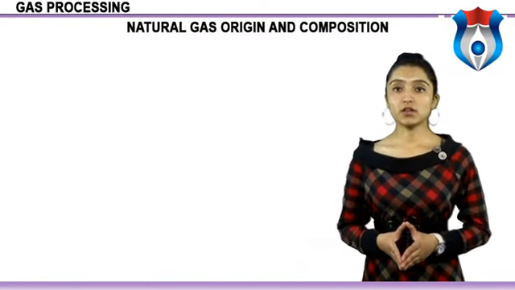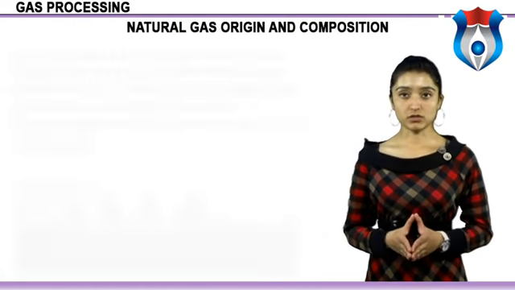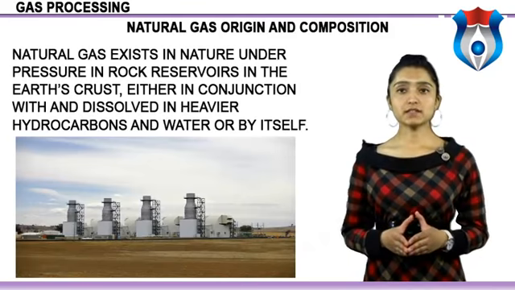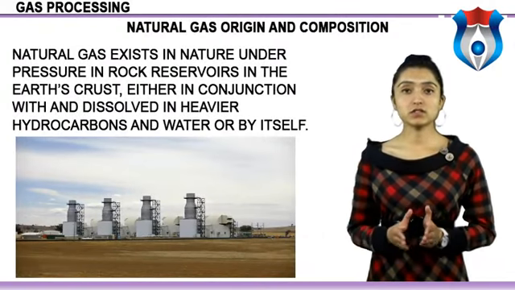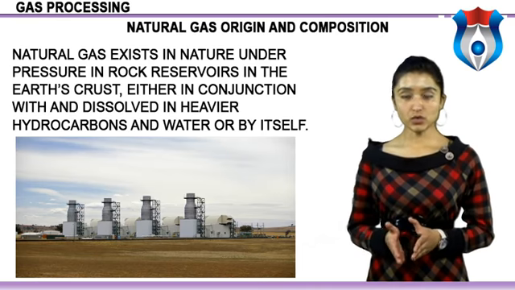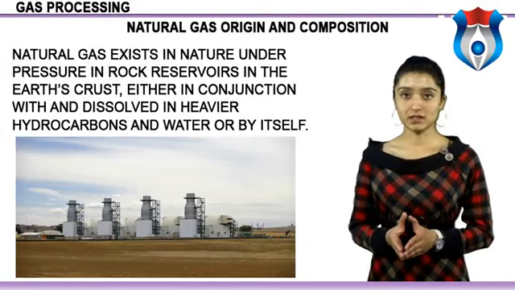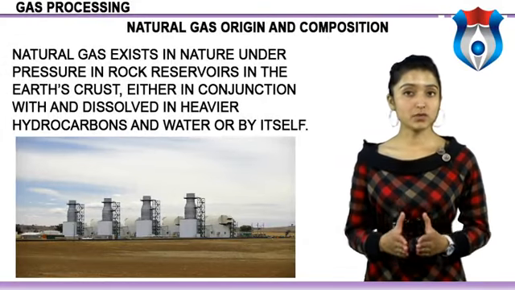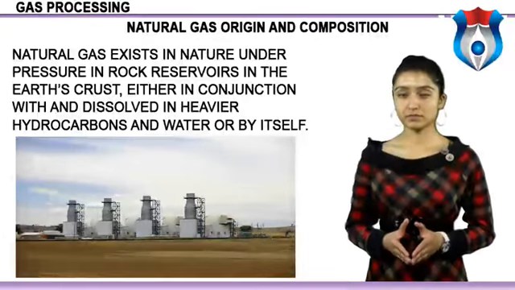Let's know the meaning of natural gas, and its origin and composition. Natural gas exists in nature under pressure in rock reservoirs in the Earth's crust, either in conjunction with heavier hydrocarbons and water or by itself. It is produced from the reservoir similarly to, or in conjunction with, crude oil.